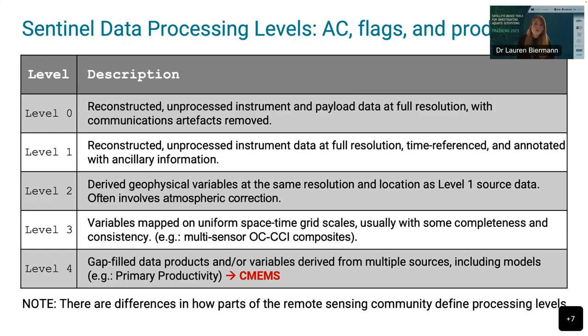And then at level four, we get gap-filled product data that has had model data included. A very good example of this is primary productivity, and Bob Brewin is going to tell you more about that in his lecture. And of course, Ben Loveday is going to tell you a lot more about the data access at these different levels from different places as well.